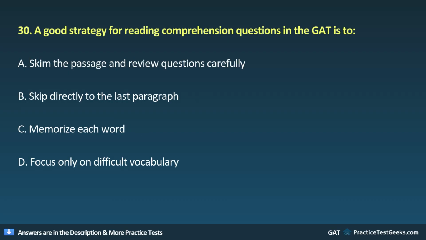30. A good strategy for reading comprehension questions in the GAT is to A, skim the passage and review questions carefully. B, skip directly to the last paragraph. C, memorize each word. D, focus only on difficult vocabulary.